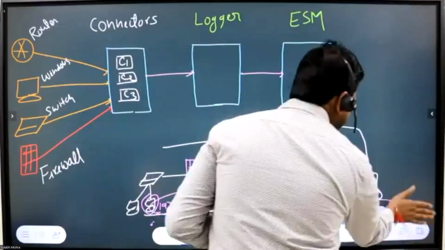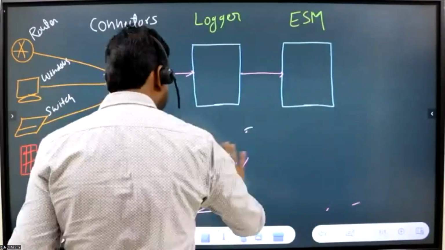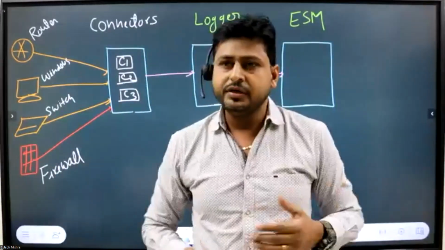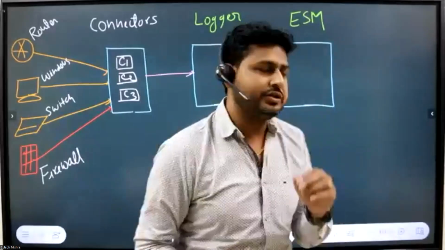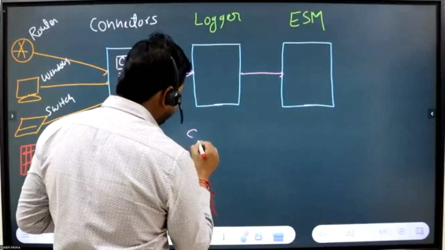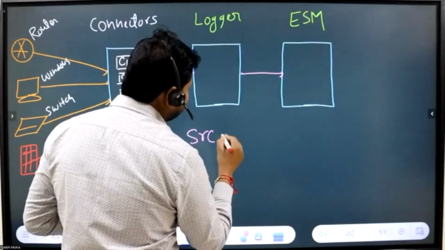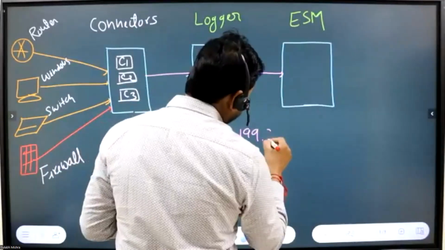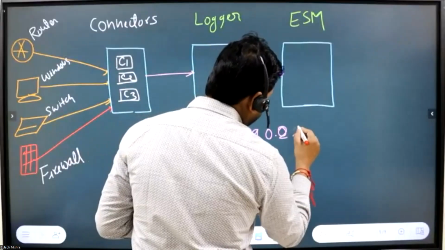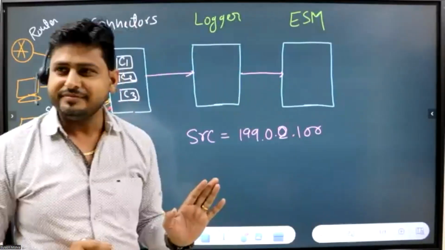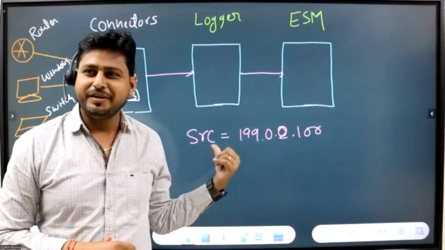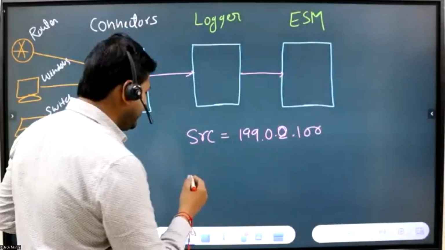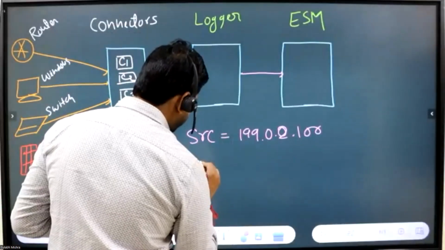But when these devices record the activities, because they are different types of devices from different vendors, they give different field sets. For example, when the firewall records the activity, it gives the source IP the name SRC. For example, SRC is 199.0.2.100. It is actually the source IP, but the name is given as SRC, whereas the router is giving the name source.